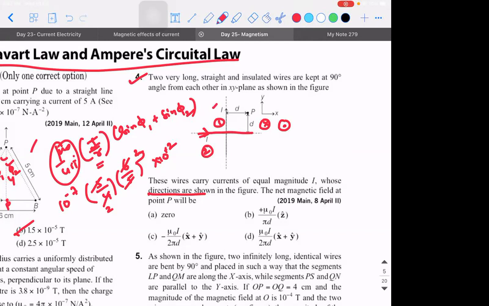Both have the same magnitude of current and both are infinite wires, at the same distance d. You need to calculate at a point P at the same distance d from them. So what do you think will happen? If this gives magnetic field B, this will give a magnetic field of minus B. So do we need to sit and calculate? The answer is directly 0. Yes, sir.